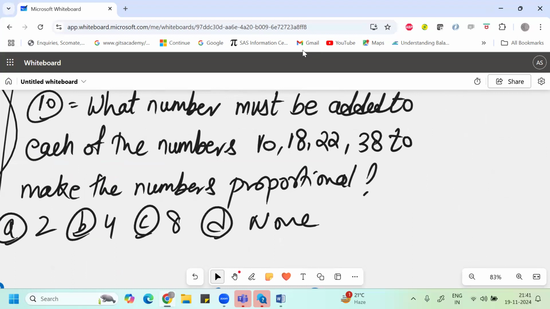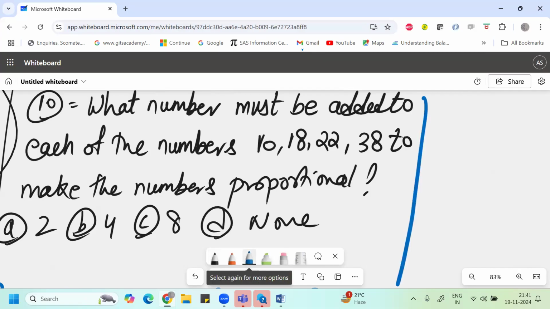Try question number 10. What number must be added to each of the numbers 10, 18, 22, and 38 to make the number proportional? Proportional, you understand, right? What do you mean by proportional? Proportional means when A by B is equal to C by D, then it is proportional. And what you add to this, use options, it would be easier.